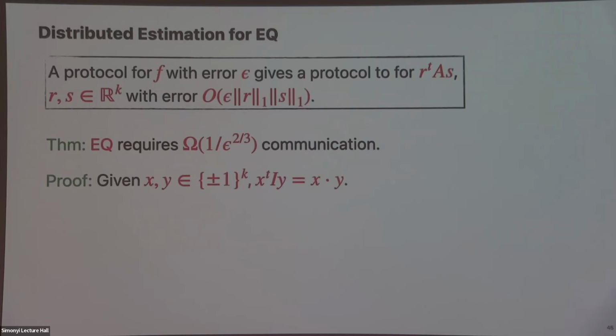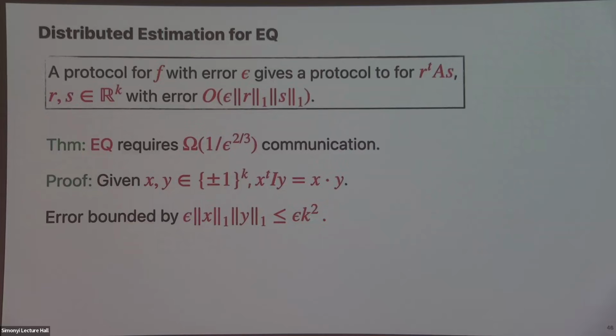So just to get our hands dirty with this, let's go back to equality and let's reprove this statement. So now we have X and Y. We don't need probability distributions anymore. So equality corresponds to the identity matrix. If you run it on X and Y, you will get exactly X dot Y, which is what gap Hamming is trying to compute. The error is bounded by epsilon times the one norm of X and Y. And these are vectors in the Hamming cube. Their one norm is k. So the error is epsilon k squared.